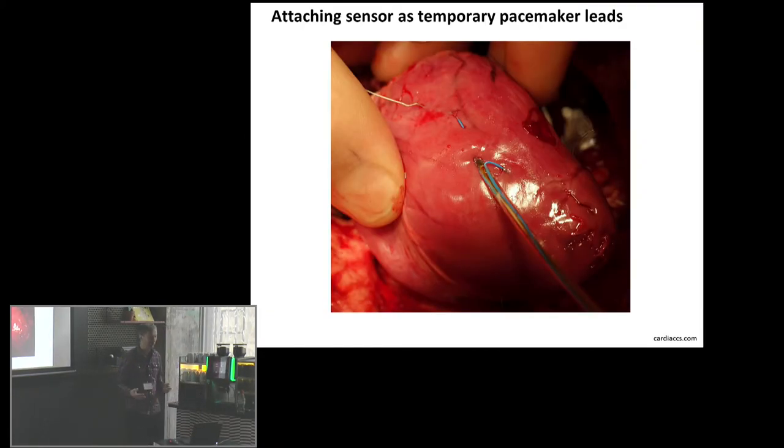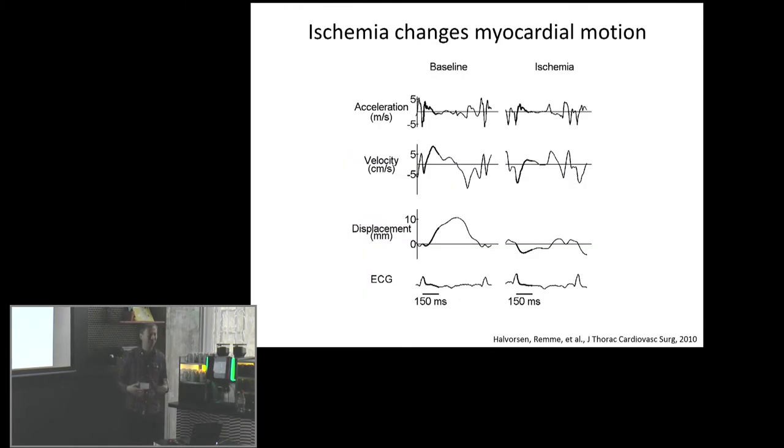We did a series of animal experiments on this, and a few patient studies. Just an example of what this may be useful for is here with an animal during baseline, and after we have introduced ischemia in the heart. You can see the acceleration signal, kind of complex, but if you integrate to velocity and twice to displacement, you clearly see that it changes motion. So this could give some functional feedback as well. So I think these sensors can prove useful.